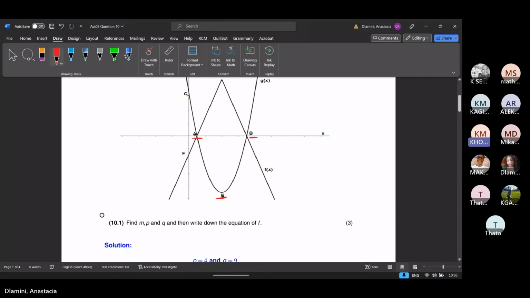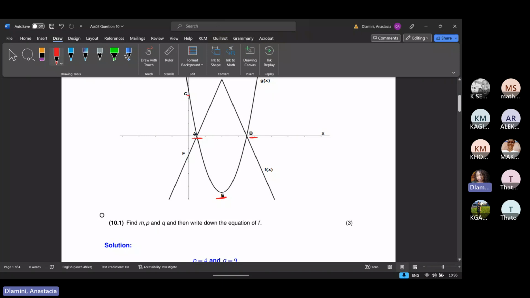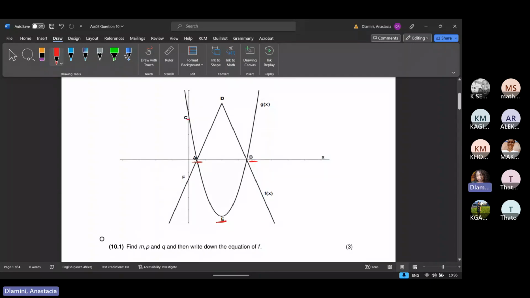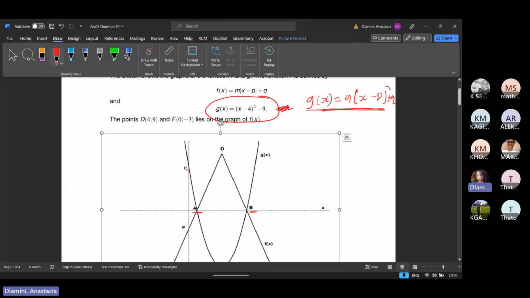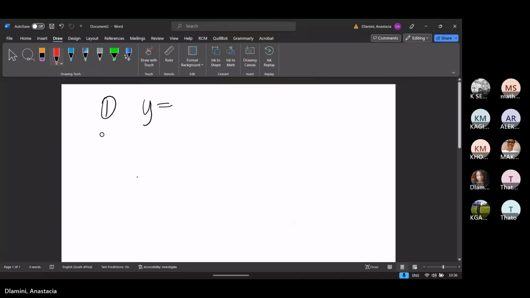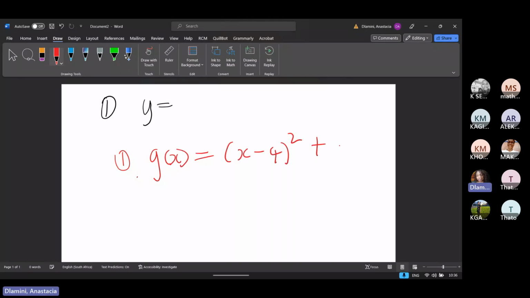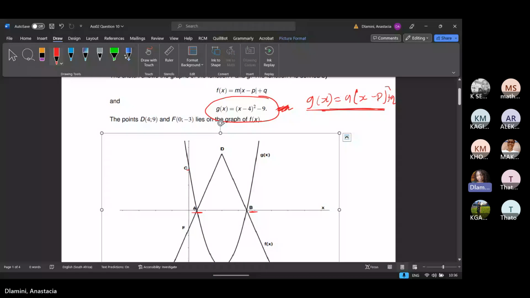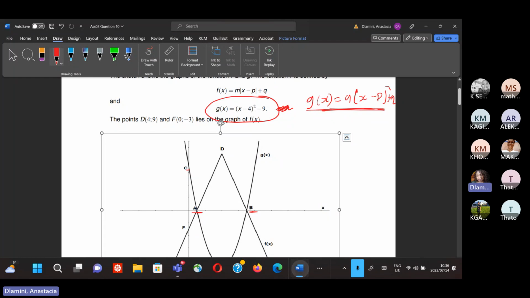So we said E is the turning point or the vertex of the parabola. Now, lucky for us, we have the equation here. Okay, sorry, let me do this. So lucky for us, we have the equation g of x equals (x minus 4) squared plus, what, plus 9, if I'm not mistaken. Guys, please help me if I make a mistake.